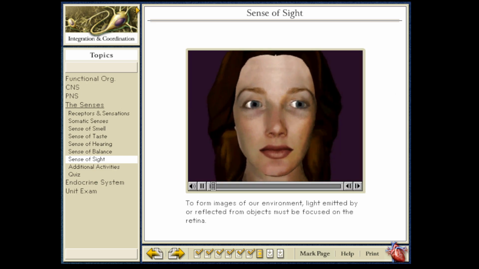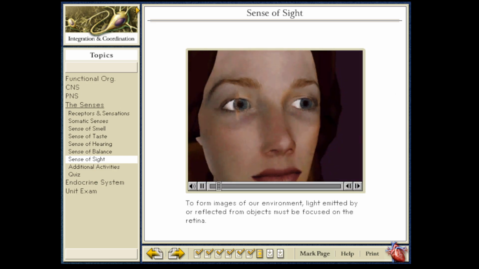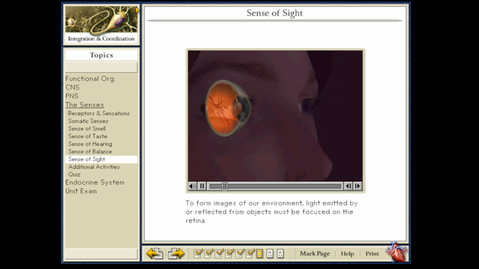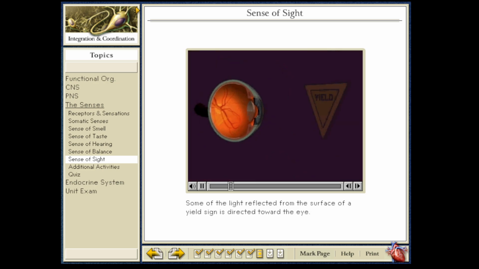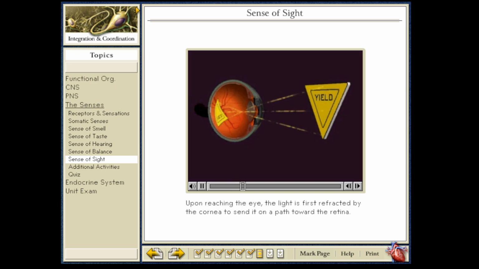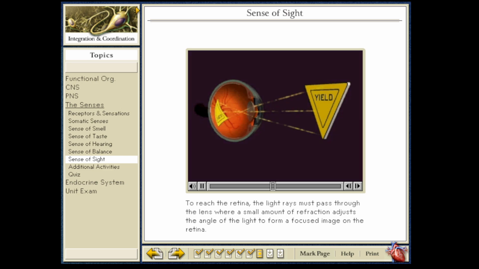To form images of our environment, light emitted by or reflected from objects must be focused on the retina. Some of the light reflected from the surface of a yield sign is directed toward the eye. Upon reaching the eye, the light is first refracted by the cornea to send it on a path toward the retina. To reach the retina, the light rays must pass through the lens, where a small amount of refraction adjusts the angle of the light to form a focused image on the retina.